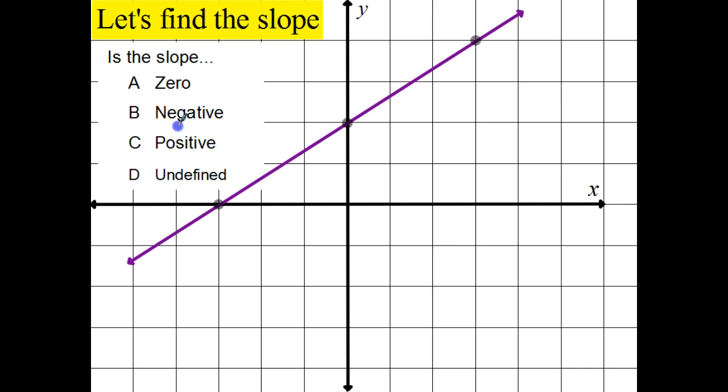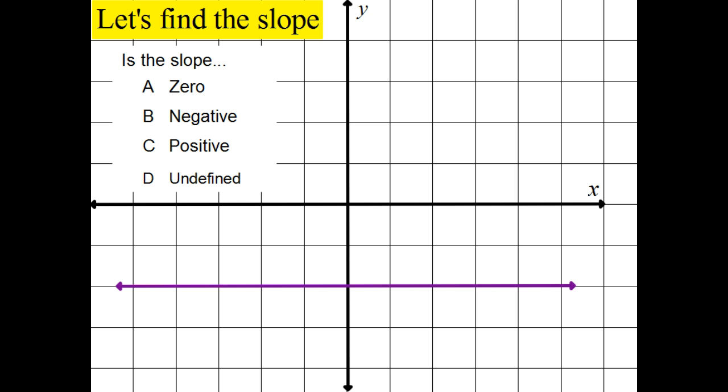Well, hopefully you said it's positive. As x goes in the positive direction, y goes in the positive direction. So they're both going in the same direction. They're both going up and up. Or you could say they're going down and down, both in the negative direction. So it would be a positive slope when they both go in the same direction.